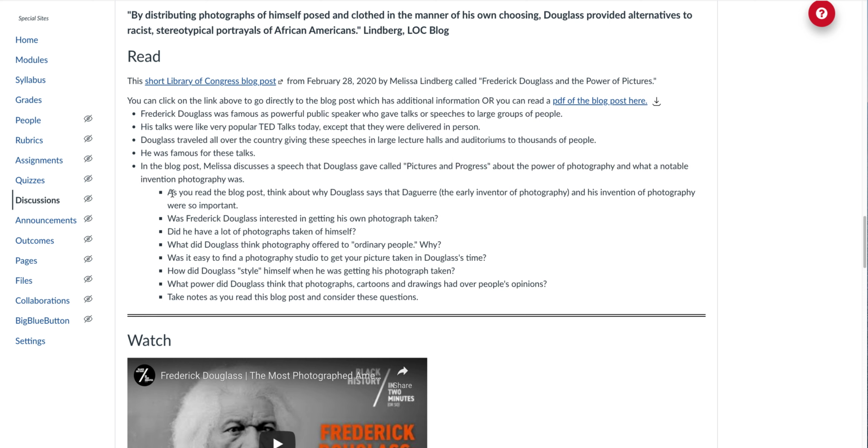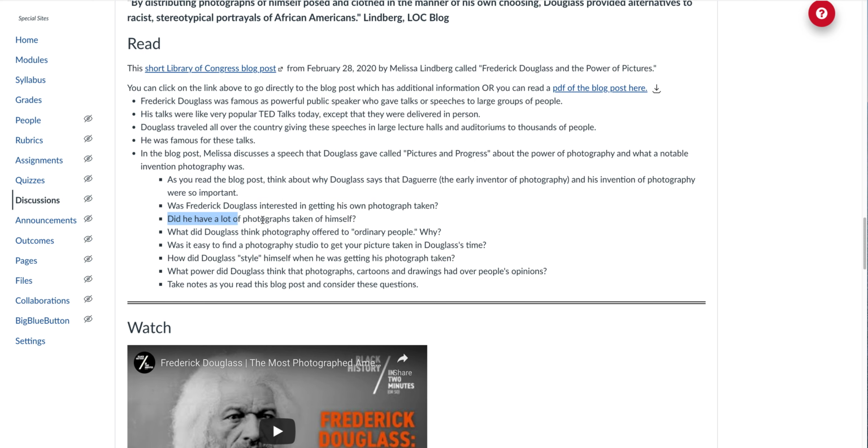So as you read the post, think about what Douglass says. Why Douglass says that Daguerre, remember we already talked about Daguerre, the early inventor of photography, why his invention of photography was so important. Was Frederick Douglass interested in getting his own photograph taken? Did he have a lot of photographs taken of himself? What did Douglass think photography offered to ordinary people, and why?